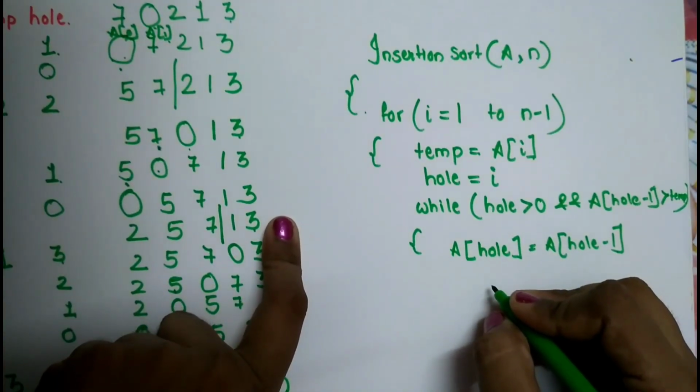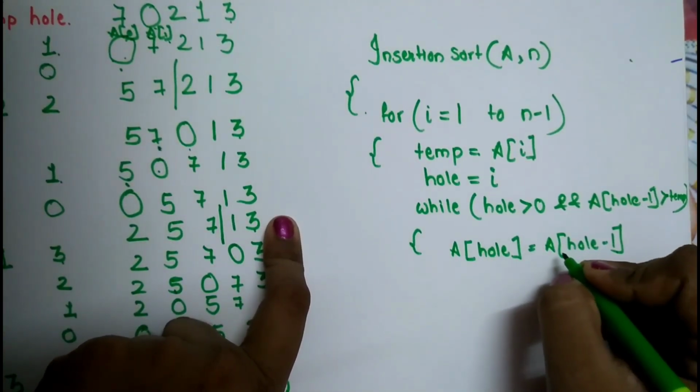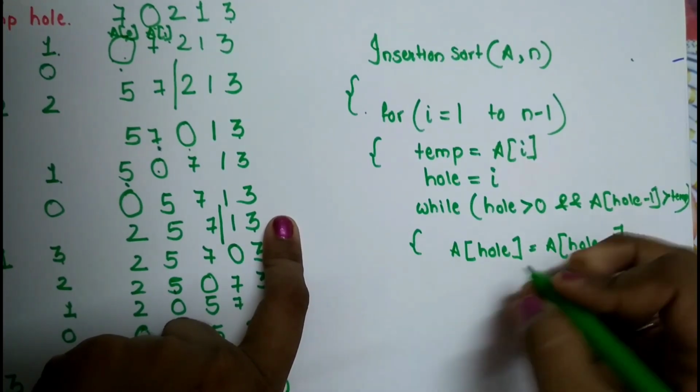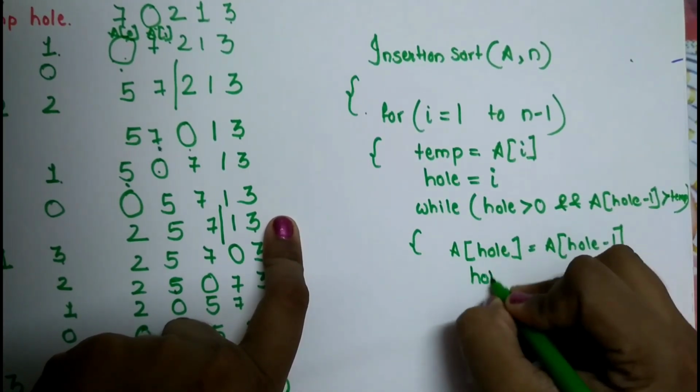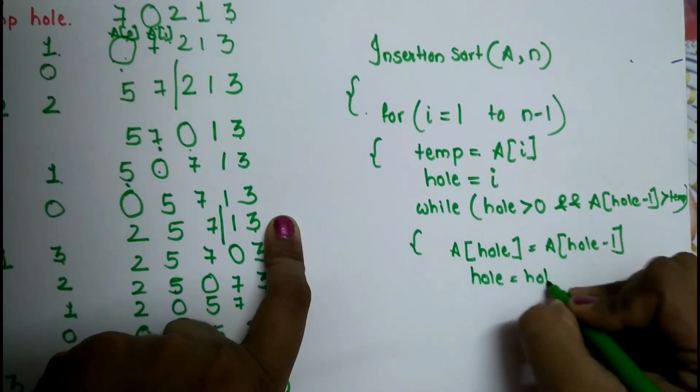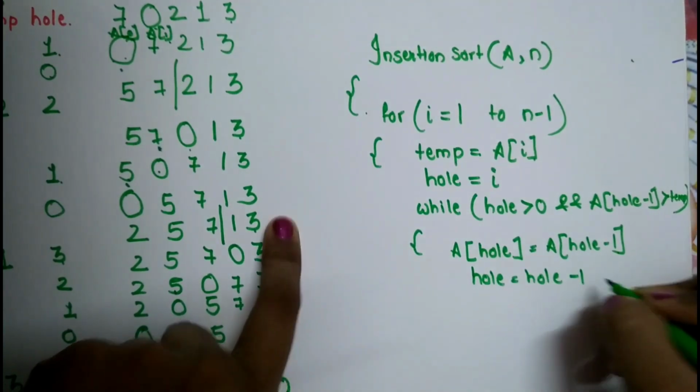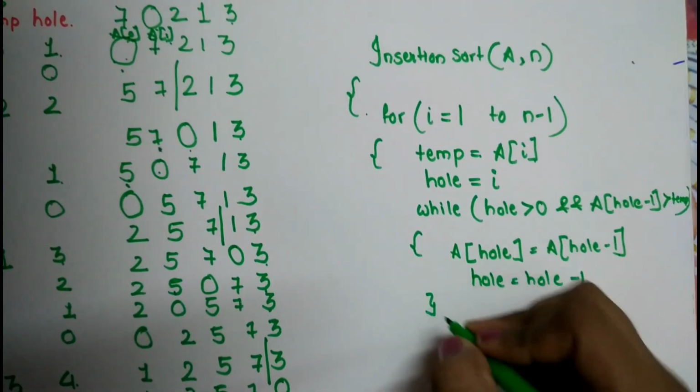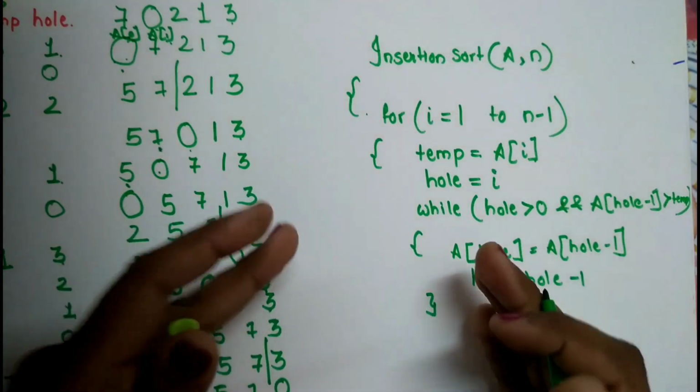Then what will I do? As I've moved this element, I need to change my hole value also now. So I'll do that. Hole is equal to hole minus 1. Now my hole will hold its previous value. Now this is the looping.